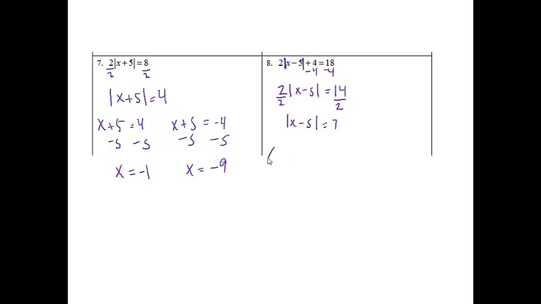Now I get to write two equations. So I'll have x minus 5 equals 7, and x minus 5 equals negative 7. Solving the first one, I'll add 5, and when I do that, I'll get 12. And on the second one, again, I'll add 5, and this time I get negative 2.